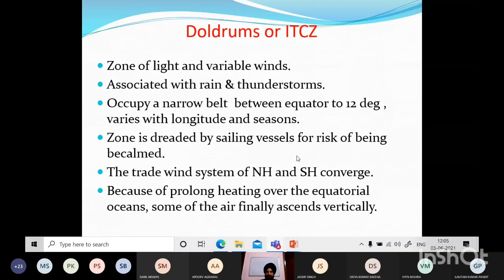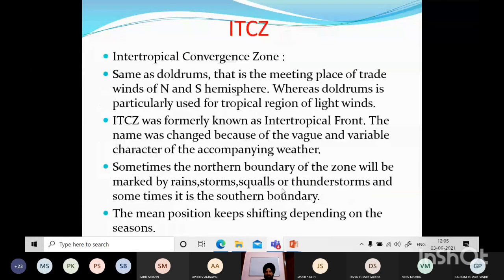Now because of prolonged heating over the equatorial oceans, some of the air finally ascends vertically. So ये भी हो जाता है. So same thing is ITCZ. This is the same name to doldrums, intertropical convergence zone. Same as doldrums, meeting place of trade winds of northern and southern hemisphere. That's why it's called convergence zone for the trade winds, tropical zones की जो winds हैं.